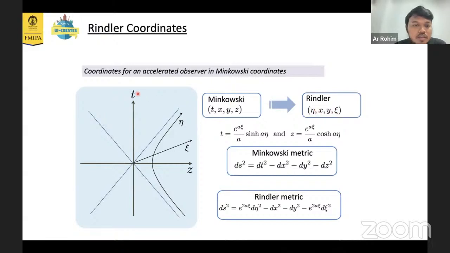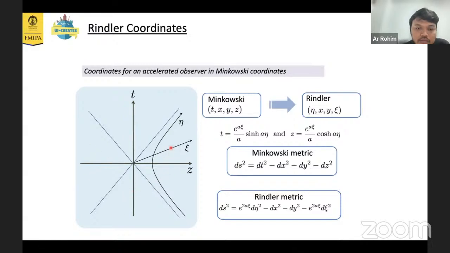And if we look at 1+1 dimensions, for example, in Minkowski it is given by t and z, and in Rindler it is given by eta and z. So we can obtain the Rindler coordinates using these transformations. So this one, t and z, is the Minkowski coordinates. Basically, it can be divided into 4 areas. This area, and then this area, and this area, and this area.